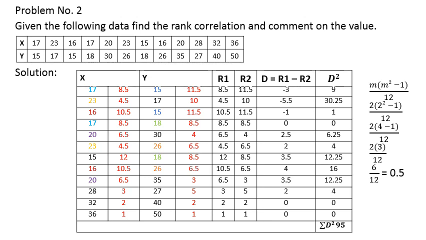Now we work out one more problem so that it becomes more clear. Given the following data, find rank correlation and comment on the value. X and Y is given: 17, 23, 16, 17, 20, 23, 15, 16, 20, 28, 32 and 36. Y values: 15, 17, 15, 18, 30, 26, 18, 26, 35, 27, 40 and 50. Now you can see that the values are repeating here. Now how to find out correlation between variable X and Y using rank correlation in case of repeated ranks.